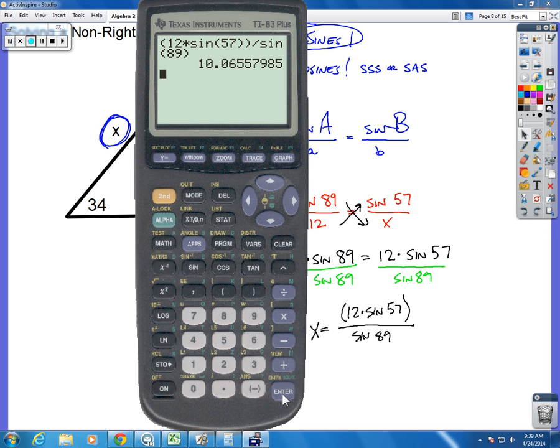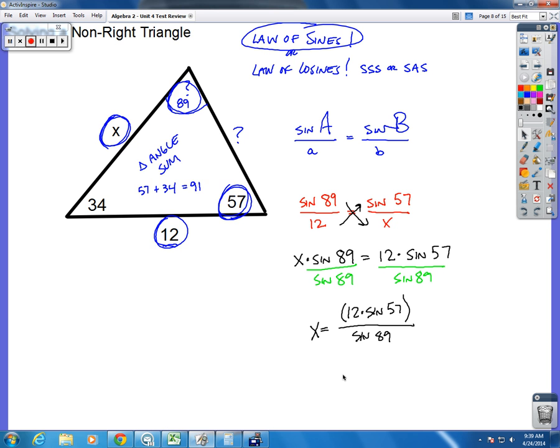And enter. I get a side length for x of, typically sides we round off to 2 decimal places. I don't know if you learned that in geometry. We talk more about that in pre-calc. So this will be 10.07. So x ends up being 10.07. Okay? Blast from the past there, non-right triangles.